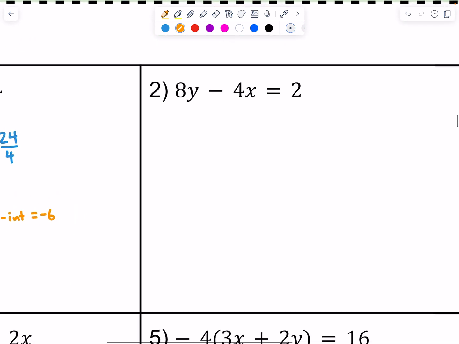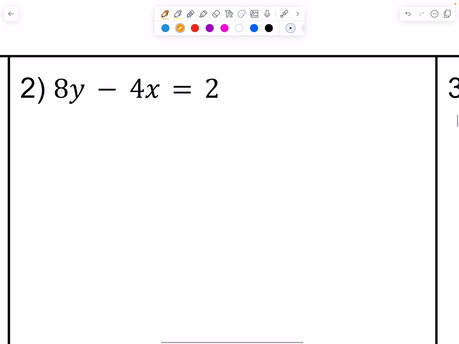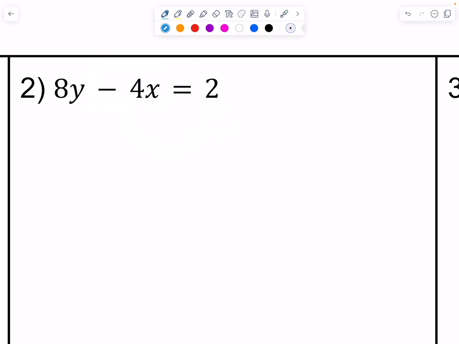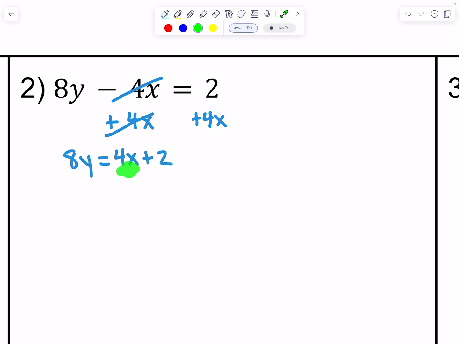So let's move on to another one. Number 2 says 8y minus 4x equals 2. So again, we want to look for the x term that's over here with y and move it over to the right. So it's a negative 4x, so we need to add 4x to both sides. Then negative 4x plus 4x would just add up to 0 or cancel out, and we get 8y equals 4x plus 2. Because remember, we like to write the x before the constant in slope-intercept form, so it's easy to pick out our slope and y-intercept.